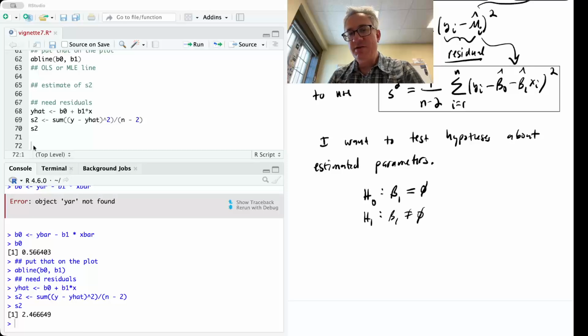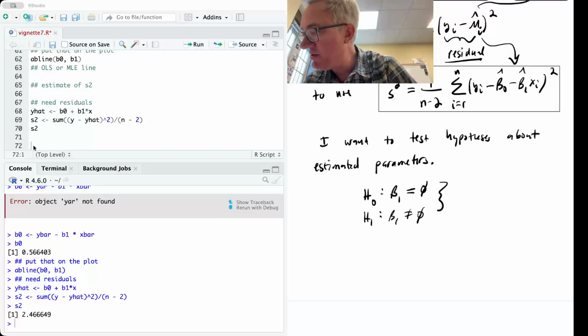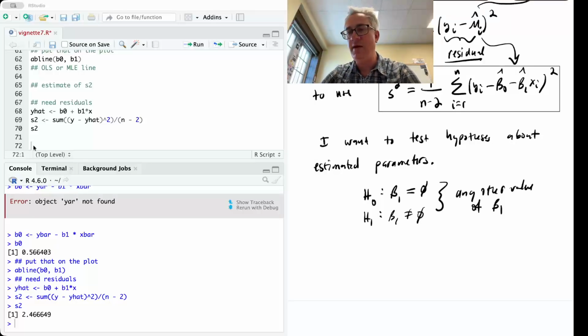Testing whether the slope is 0 or not is really important, because if the slope is 0, then x doesn't matter for y, because I'm going to take all those x's and multiply them by 0, and those y's are going to have a distribution based only on the errors. So this tells you something about the usefulness of the relationship between x and y. How useful is x for explaining y? But if you want to, you can test any other value of beta 1. It would be fine here.